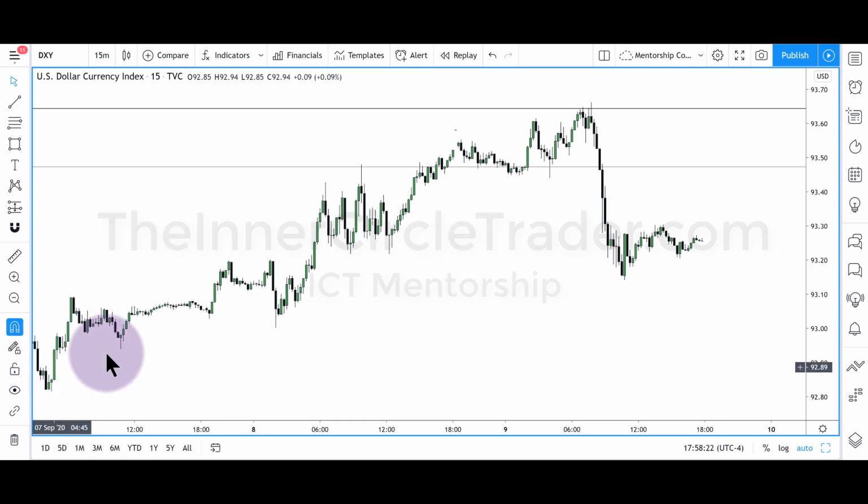fair value gap, liquidity here and here. So all of this takes your attention to this level here in the bullish order block. Okay, so just consider that as a possible downside, should foreign currency start to trade higher and dollar trading lower.